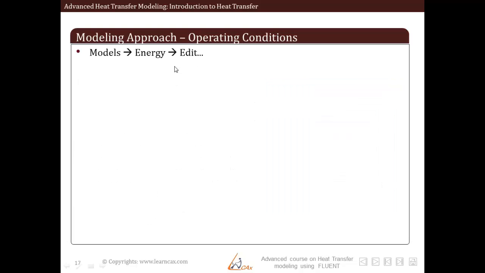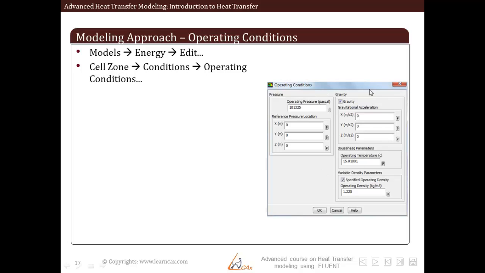How do we set the operating conditions for the Boussinesq assumption? Our Boussinesq approach is basically: go to models, energy, edit, and turn on the energy equation. After that we go to cell zones, conditions, and operating conditions. After that the operating conditions panel opens up and we set the operating density here. We also need to set gravity, which is given here. The gravitational acceleration in 3 components is set here.